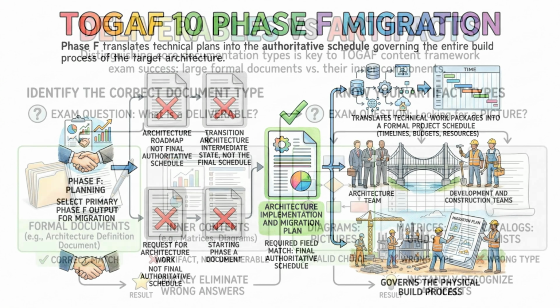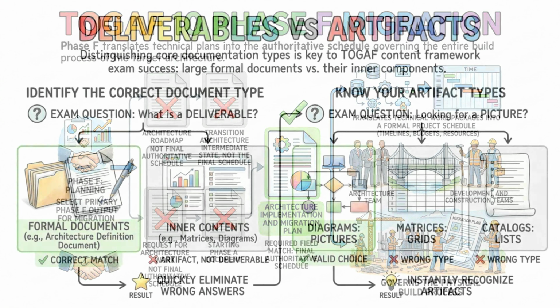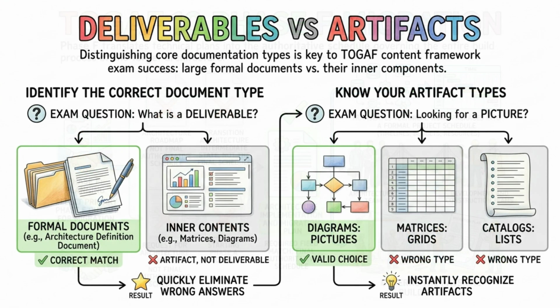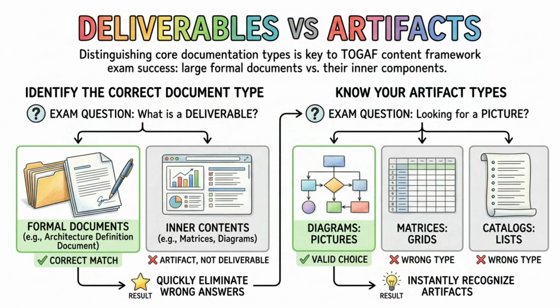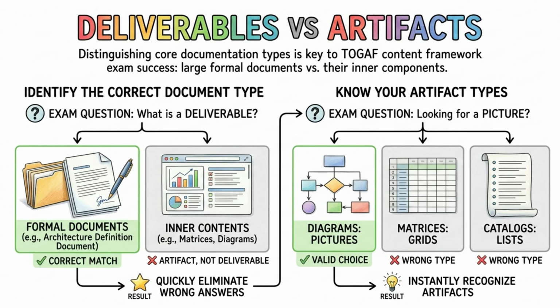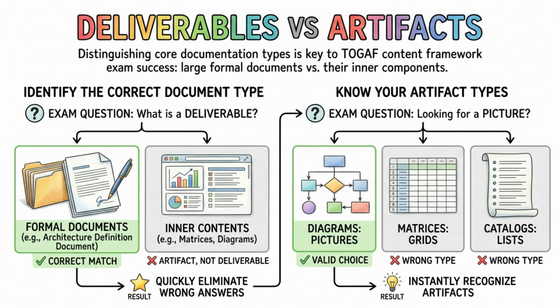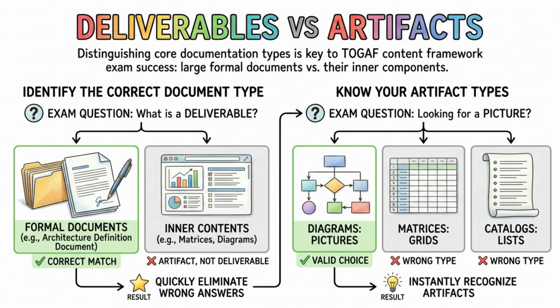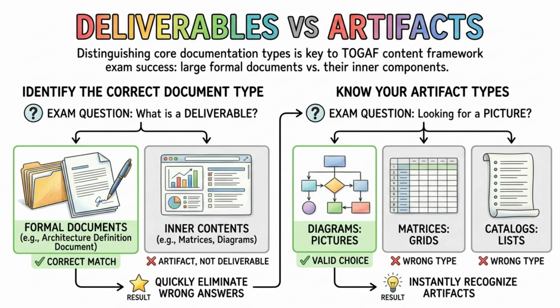When dealing with content framework exam questions, candidates often make the mistake of confusing deliverables with artifacts. Always remember that deliverables are the large, formal documents that require executive signatures, while artifacts are the individual charts and lists inside them. Another common error is forgetting the difference between the three artifact types, so keep in mind that catalogs are lists, matrices are grids, and diagrams are pictures. These simple mental associations will help you quickly eliminate incorrect options on multiple choice questions.